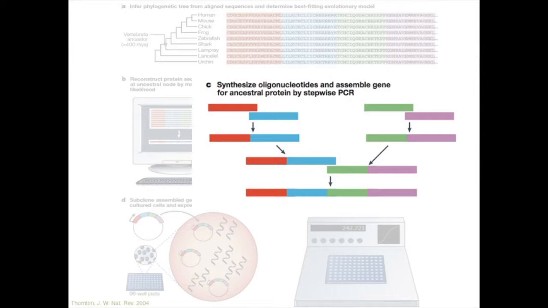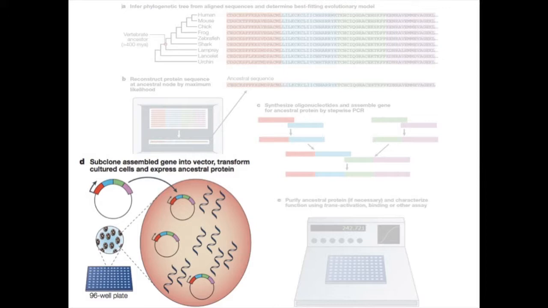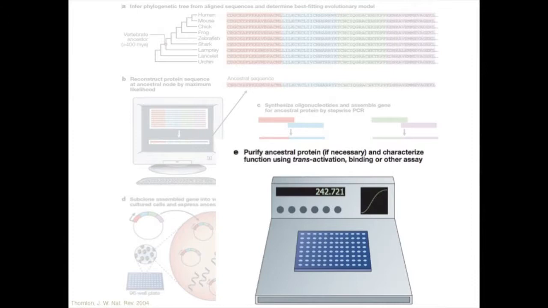We'll then take that gene and recombinantly express it in a modern organism. We could also use in vitro translation systems to express these ancient genes. Once we use the modern organism to express the ancient gene, we'll then purify it, and then we'll measure some property associated with that ancient gene.